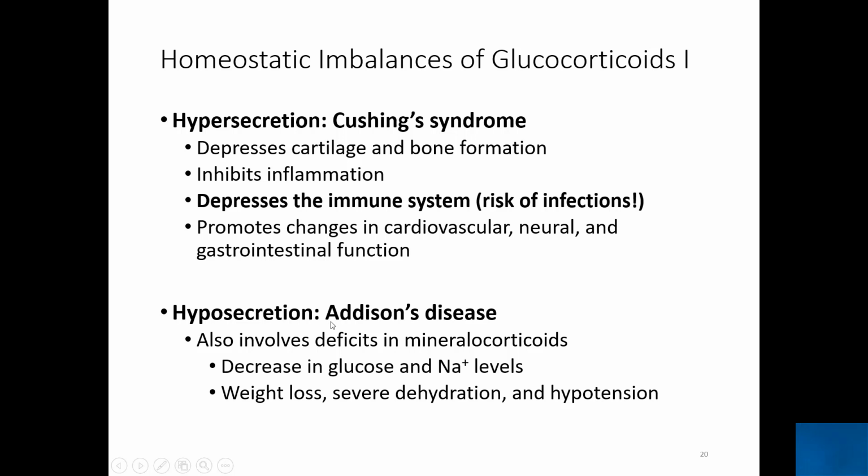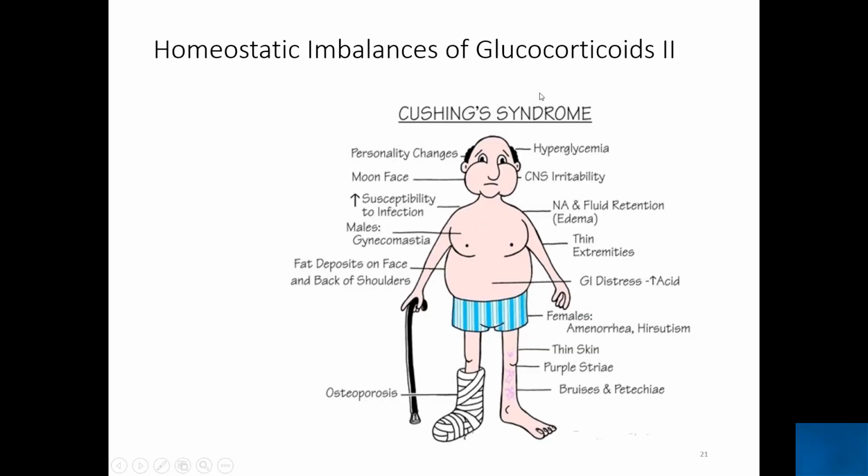Hyposecretion of glucocorticoids is called Addison disease, and it decreases glucose and sodium levels, which causes dehydration, which leads to low blood pressure and weight loss. But let's go back to high level hypersecretion of steroid hormones. Here are the symptoms of Cushing syndrome.